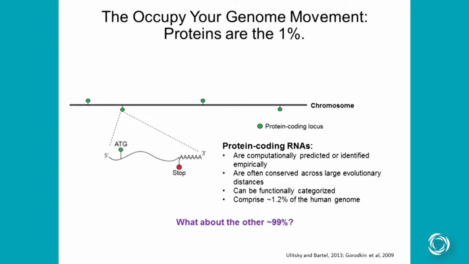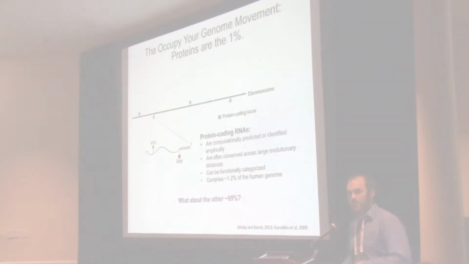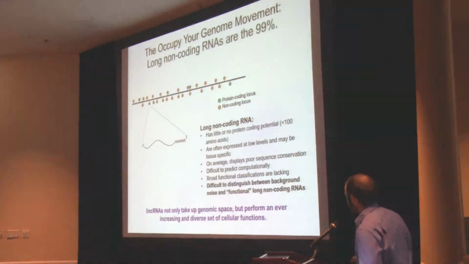I should mention that they're computationally easy to predict because they have markers for starting of translation, they have markers for stopping, they have poly-A tails, 5' caps, et cetera. These protein coding genes can be functionally categorized based on the structural motifs that the proteins form. But as I said, protein coding genes really only constitute a very small percent of your genome. So what's going on with the other 99%?